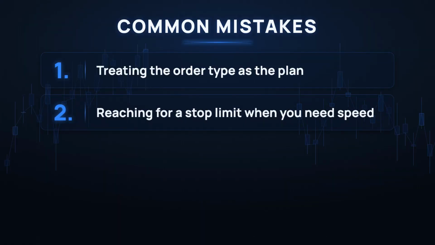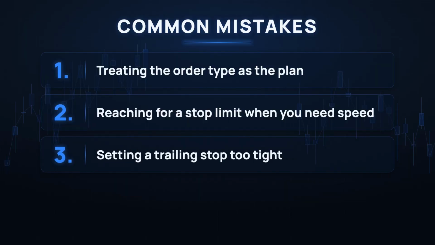Second, reaching for a stop limit when what you actually need is speed. If the floor is falling out from under the position, a regular stop will fight to get you out. A stop limit will fight to protect your price, and sometimes that means it doesn't get you out at all. Third, setting a trailing stop too tight. Normal price chatter can shake you out of a trade that was working just fine, especially on options where swings are bigger to begin with.